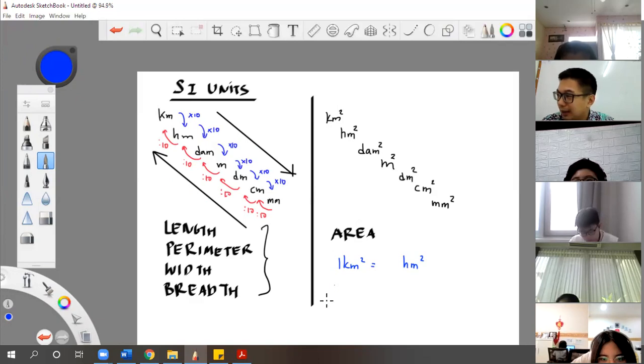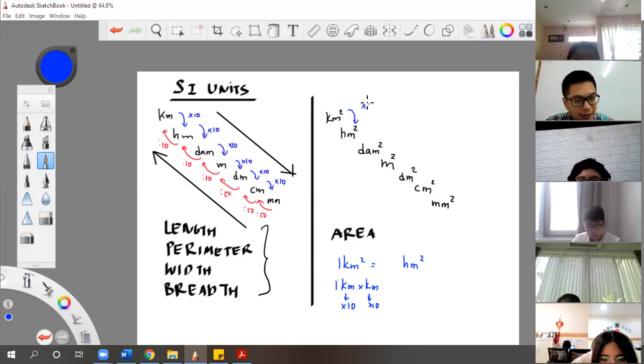But in this case, we have the square. So actually it is 1 kilometer times kilometer, right? Because km square, for example, 3 square is 3 times 3, 4 square is 4 times 4, 5 square is 5 times 5, and so on. So 1 kilometer square means 1 kilometer times kilometer. So kilometer to hectometer, you multiply by 10, you multiply by 10, right? So that's the way you know why it is multiplied by 100, because it is 10 square.